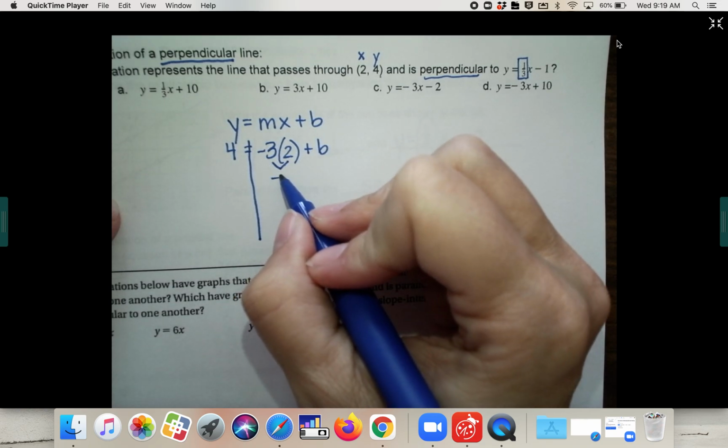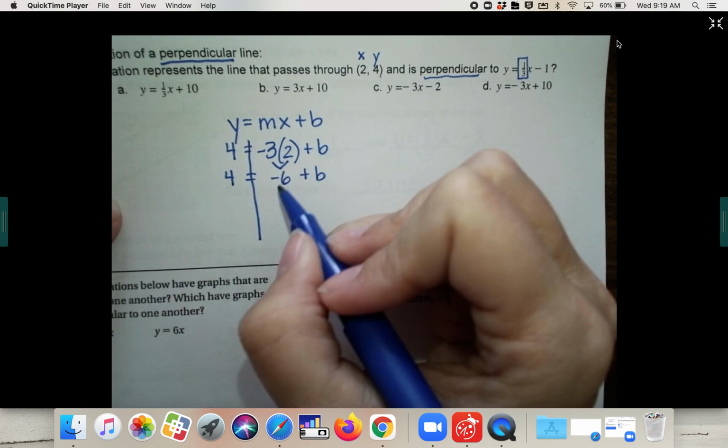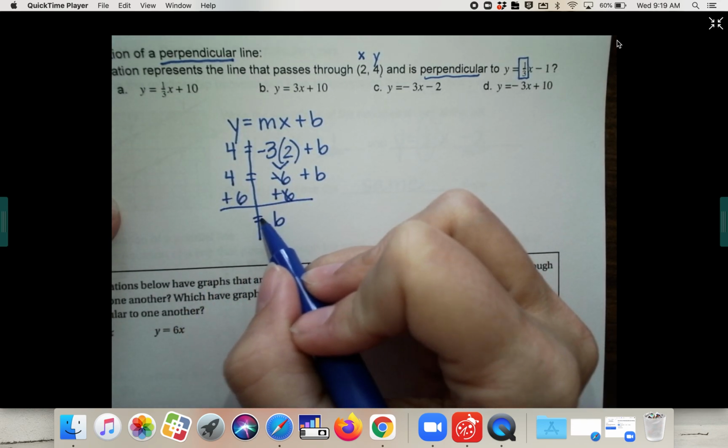Negative 3 times 2 is negative 6. Bring down your plus b equals 4. If it's negative 6, we're going to add 6 on both sides. B is going to be equal to 10.